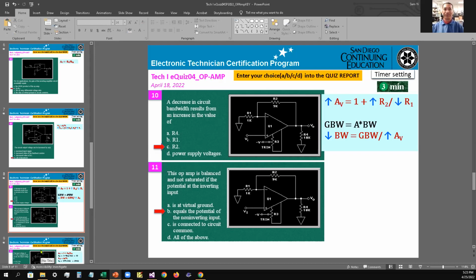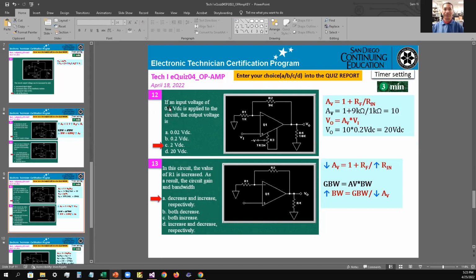Okay, no question. Next one. If an input voltage of 0.2 VDC is applied to the circuit, the output voltage is... Okay, before we can find out the output voltage, we have to calculate the gain. This one is non-inverting because the input is coming in on the positive side. Therefore your gain would be 1 plus RF over Rn. So 1 plus 9 kilo ohms divided by 1 kilo ohm, which is 9 plus 1, which will be 10.